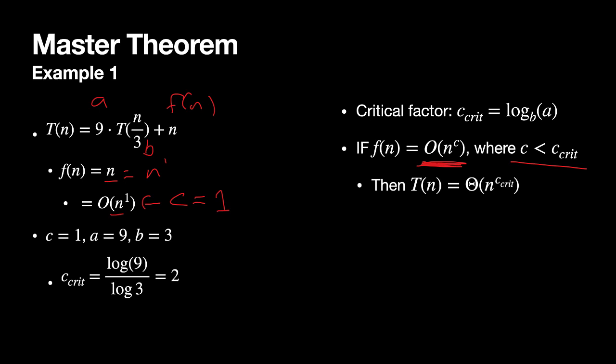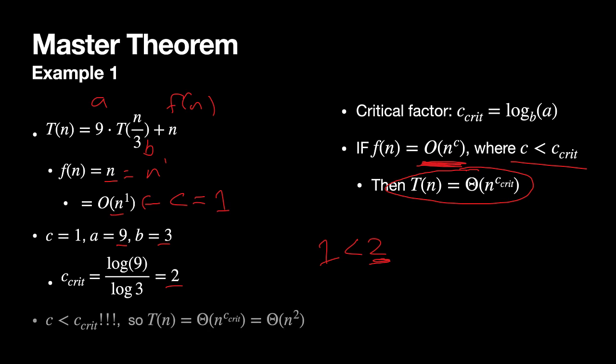So c equals 1, and we've identified our critical number based on the log of a over the log of b, which is 2, so 1 is less than 2. Okay, so we've matched our criteria here, and we can say that T(n) is in theta of n to the power of our critical number, which again is 2. So we can say that this recurrence is theta of n squared.